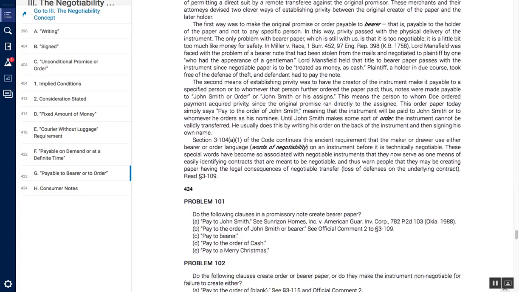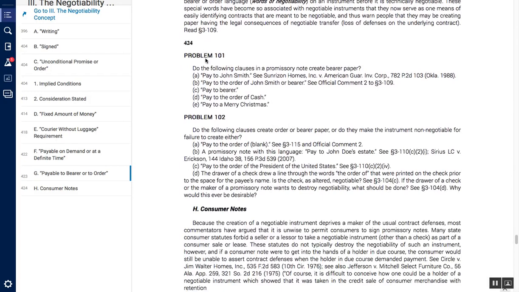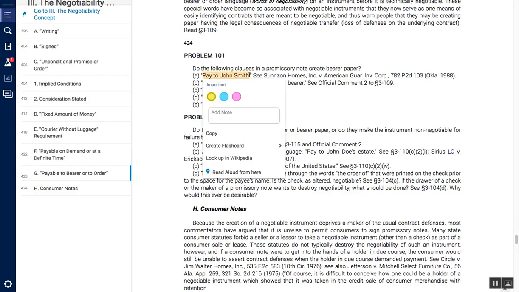Okay. Problem 100. Do the following clauses in a promissory note create bearer paper? Okay, we want to know whether this promissory note that we have is a bearer paper or not. So we look at it and A says pay to John Smith. No, that's not bearer paper. That's not order paper. That is not negotiable paper. And so Article 3 doesn't apply, and it's just a contractual IOU. So we toss it out of the whole ball game.